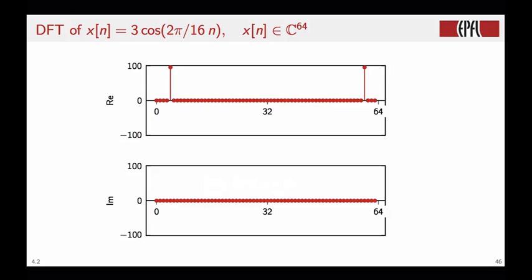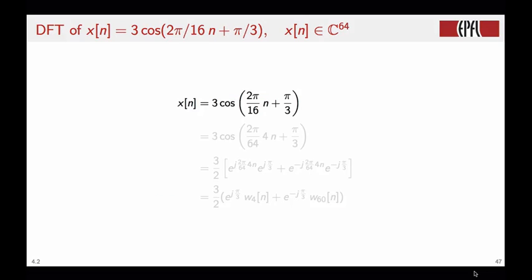So we can plot the DFT of our cosine, and it will be 0 everywhere in the real part except in 4 and in 60, whereas the imaginary part will be 0 everywhere. Okay, so let's try another example.